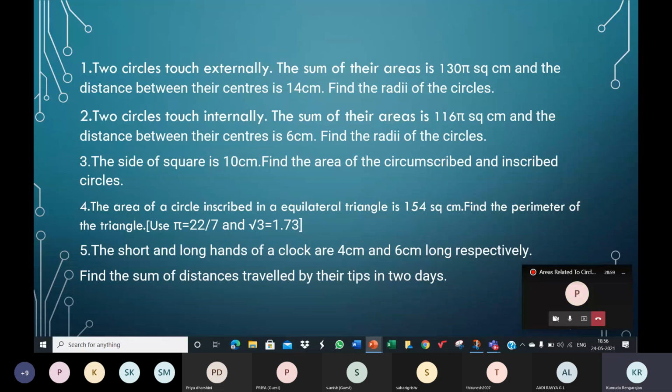Two circles touch externally. That means they have only one point in common. They don't intersect at 2 points. They just touch externally. The sum of their areas is 130 pi square centimeter, and the distance between their centers is 14 centimeters. Find the radii of the circles. We need to find the radius of each of the circles.